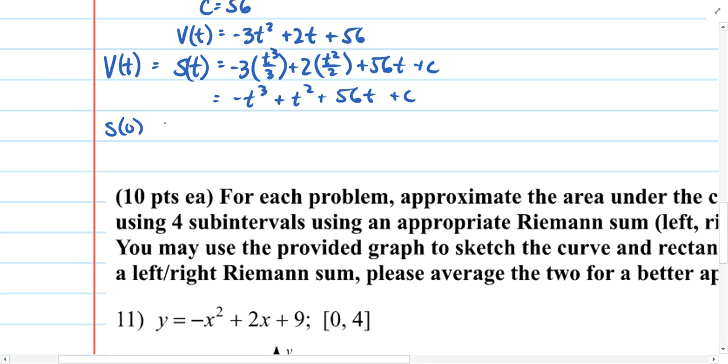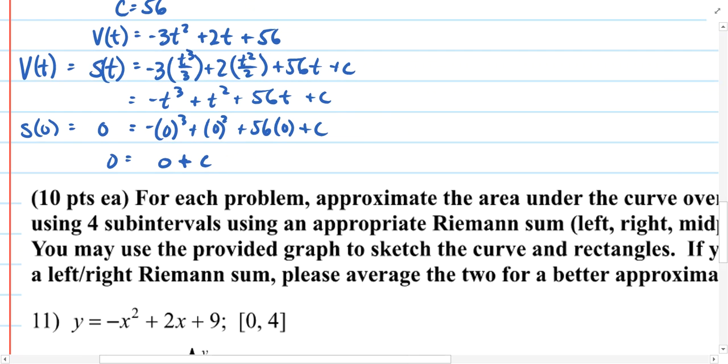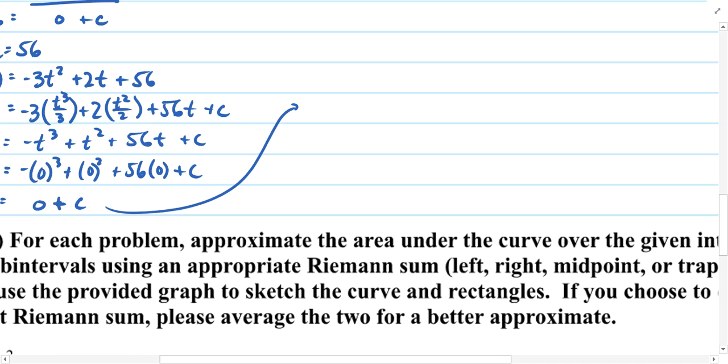And here again, we were given some preliminary information. The initial position function said that s evaluated at 0 was equal to 0. So that means that when negative 0 cubed plus 0 squared plus 56 times 0 plus c is evaluated, we end up with 0 as the result. So 0, of course, is our c value for the position function. And so that tells me that our position function, s of t, is equal to the opposite of t cubed plus t squared plus 56t plus 0.